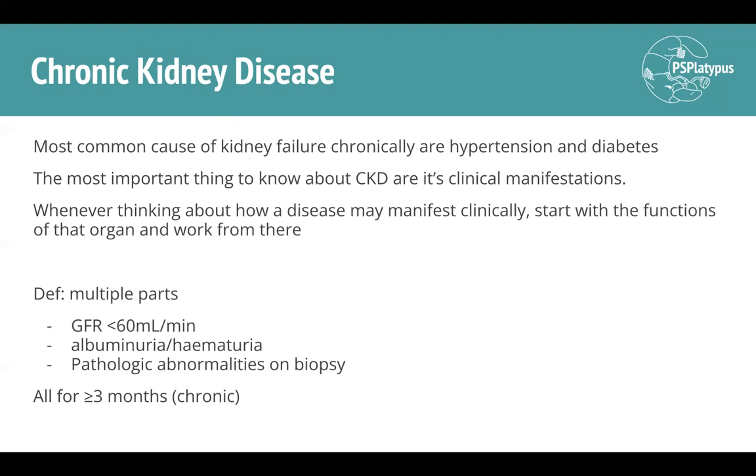The most important thing you need to know about it is how it clinically presents, because the kidneys do a lot of things. And so when they're damaged, a lot of things go wrong, and that's what causes your clinical symptoms. First of all, the definition: CKD is a GFR less than 60 mils a minute. Either that or albuminuria or hematuria, so albumin or blood in the urine, or pathologic abnormalities on biopsy. So if you take a biopsy of the kidney, you see things wrong, and if either of these continue for more than 3 months, that is characterized as chronic, and thus it's CKD.